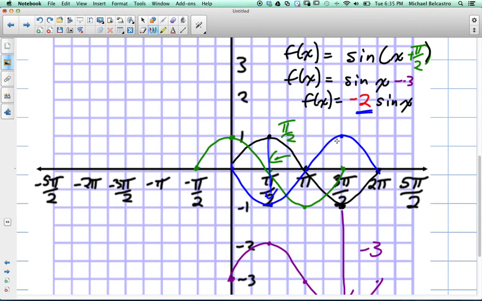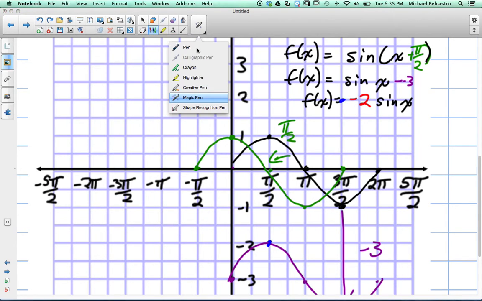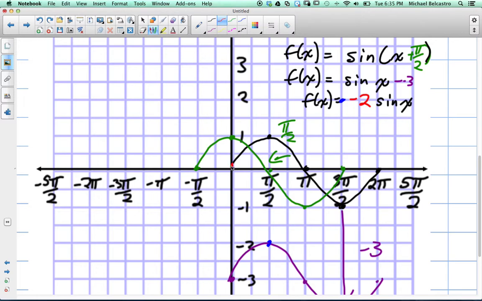And then what does the 2 do? It vertically stretches it by 2. Yeah, vertically stretches it by 2. So instead of going to negative 1, we go all the way to negative 2 and to positive 2 here. So we'll put these in red. Okay. So it goes down to negative 2, up to positive 2, and then back.